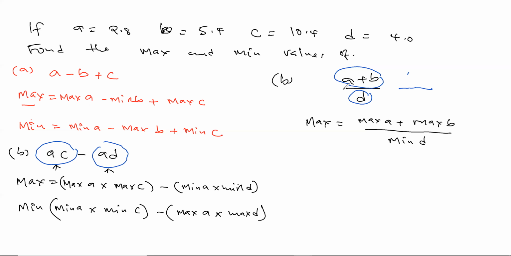So the main operation was division. If I look at division, there is a numerator and denominator. So I said, if it is division, for the number on top, if I want to get the maximum, I will take its maximum. And the number below, I'll take its minimum.